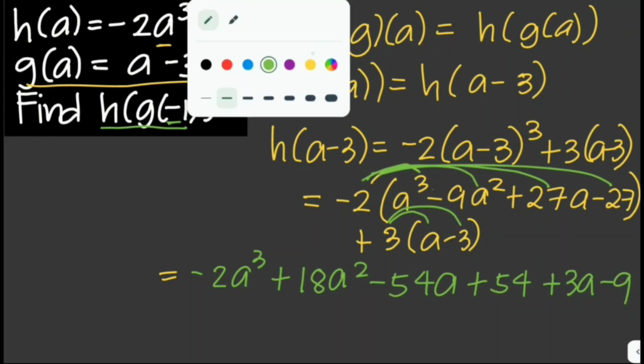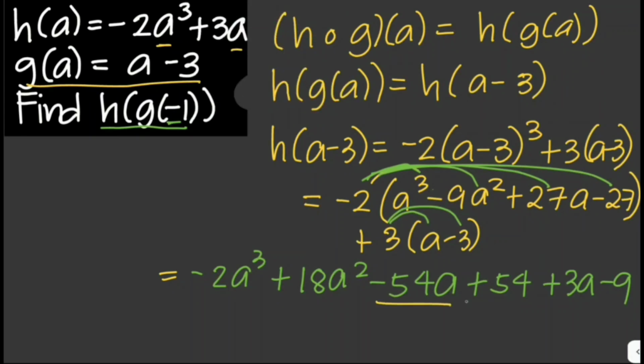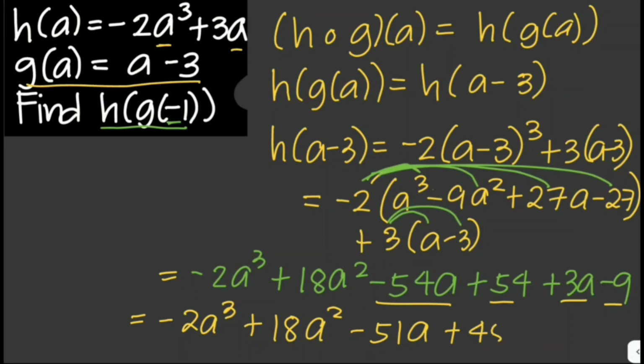And now we can group like terms. We can group 54a and 3a, and 54 and negative 9. So that would be negative 2a cubed plus 18a squared minus 51a plus 45. So this is our h of g of a. And now we can solve for h of g of negative 1. We just replace the value of a with negative 1.